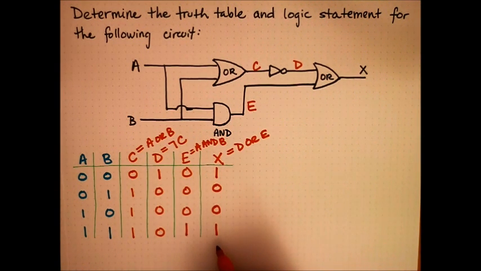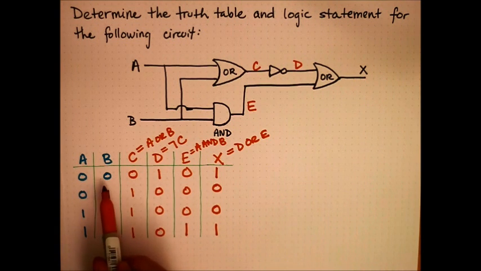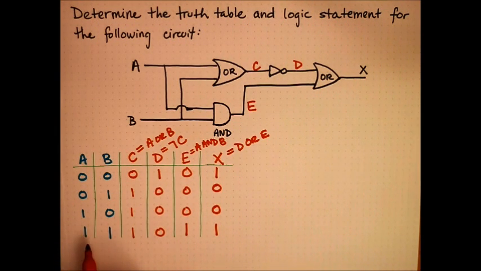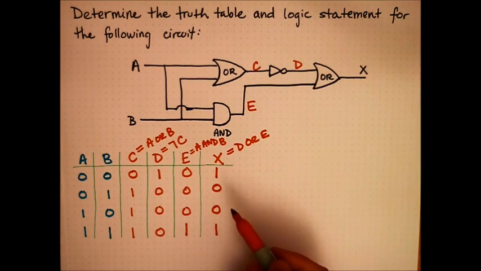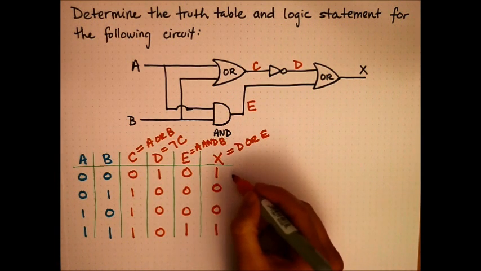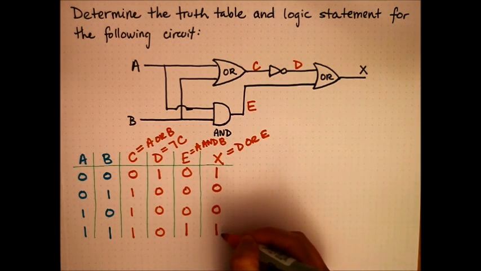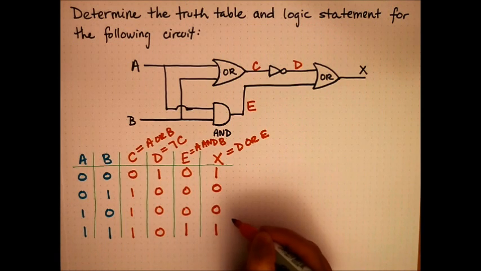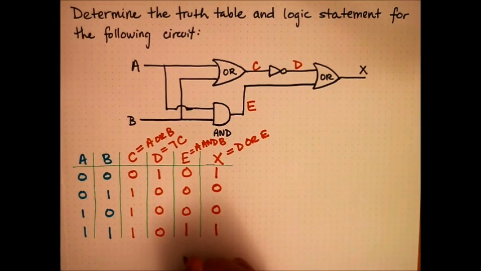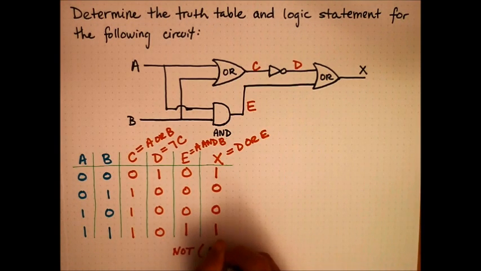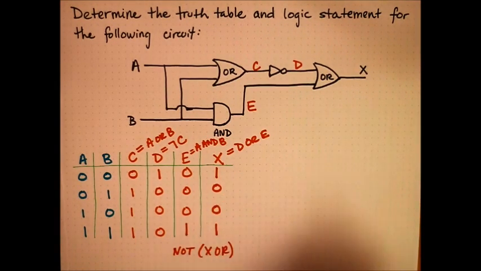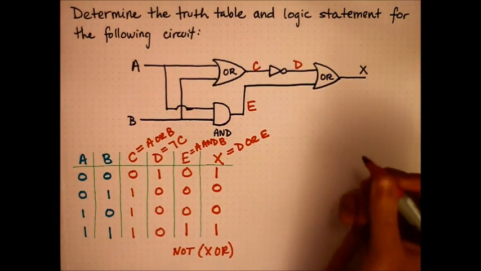So what operation is this? Well, it's 1 when the inputs are equal to each other. If this had said 0, 1, 1, 0, that would be an exclusive OR. So this is a NOT XOR. But let's write down the logic statement for this.